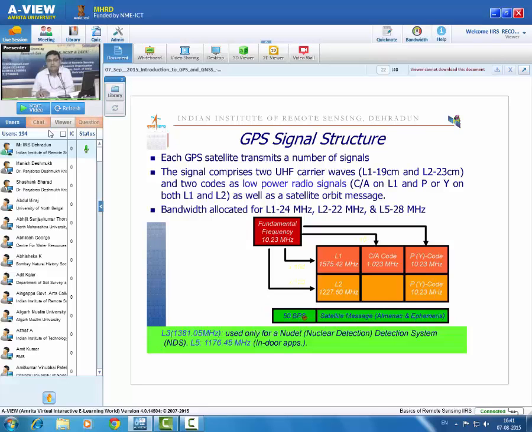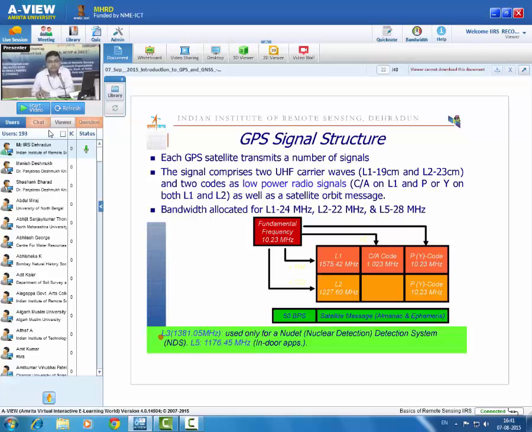Besides this, we get a 50 bit per second satellite message also, which consists of almanac and ephemeris data. Almanac gives us the position of all the GPS satellites in their respective orbits, whereas ephemeris gives us the momentary or instantaneous position of the satellite in an orbit.